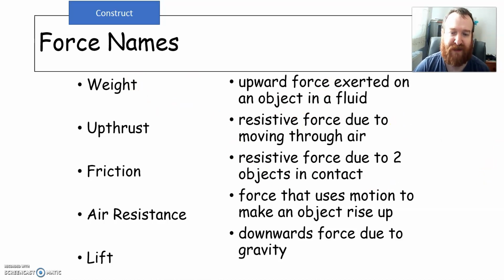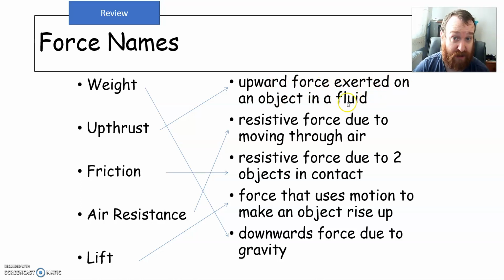Okay, hopefully now you've matched up those words. Here are the answers. So weight, downward force due to gravity. Upthrust, the upward force exerted on an object in a fluid. So a fluid being liquid or gas. Okay, special word in science. Fluids doesn't have to just be liquid. What's the next one? Friction.